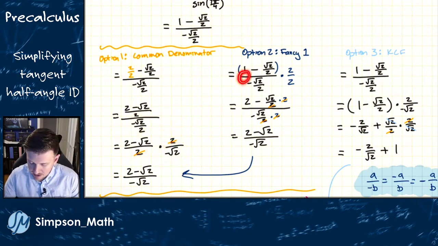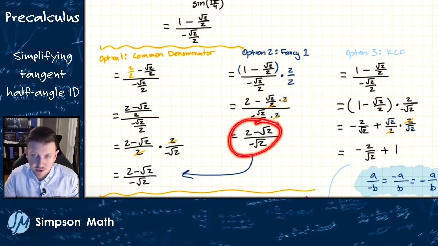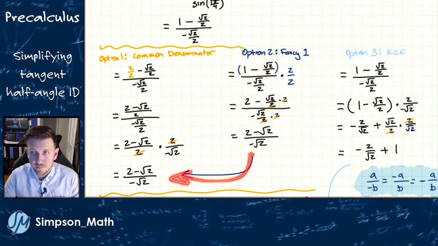So again, the common denominator, or least common denominator, of all of them is 2. So multiply by 2 over 2. Again, if you can think of that as 2 over 1 over 2 over 1, 1 times 2 is 2. 2's reduce. 2's reduce. And we're left with 2 minus square root of 2 over negative square root of 2, which is the same thing.